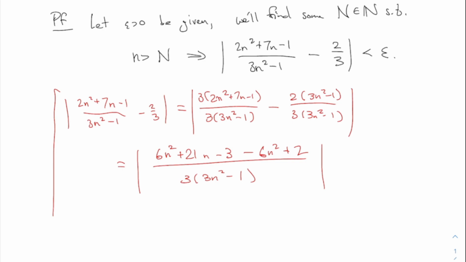Okay, and now let's combine terms in the numerator, I guess. Pretty soon I'm going to have to actually do an interesting step, but not yet. 6n squared cancels with negative 6n squared. 21n, I guess, stays like it is. Minus 3 and plus 2 is minus 1. And then maybe I'll distribute the 3 on the bottom. That doesn't matter so much, but might as well. All right. That says 21n.